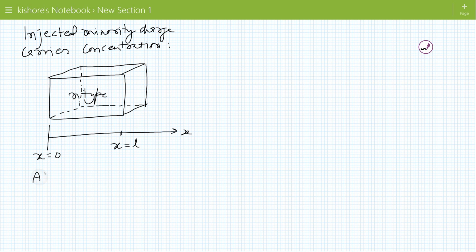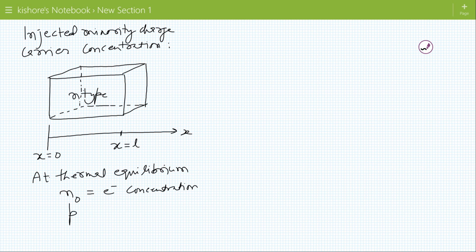At thermal equilibrium, concentration of electrons is N naught, and P naught is the hole concentration. Semiconductor is N type, so obviously N naught is greater than P naught. N naught is majority charge carrier concentration and P naught is the minority charge carrier concentration under thermal equilibrium.